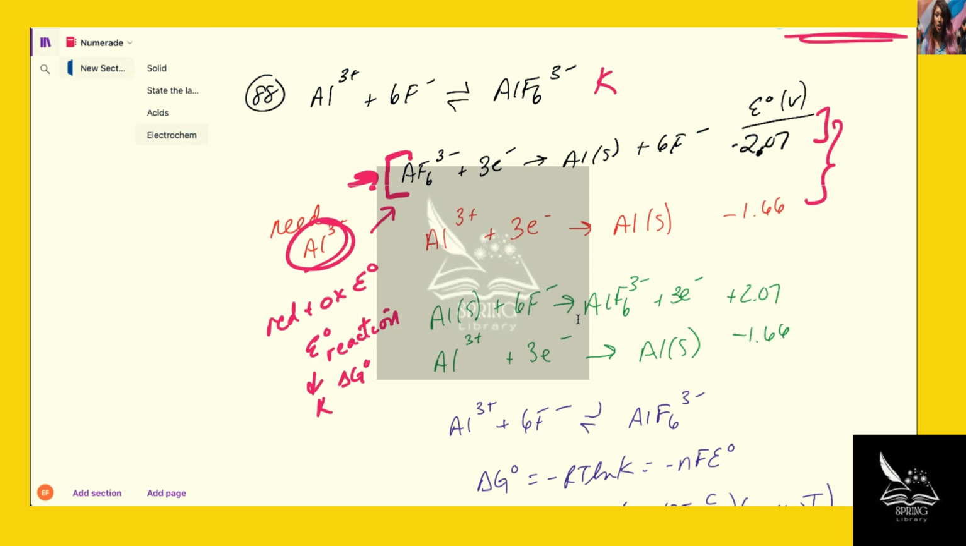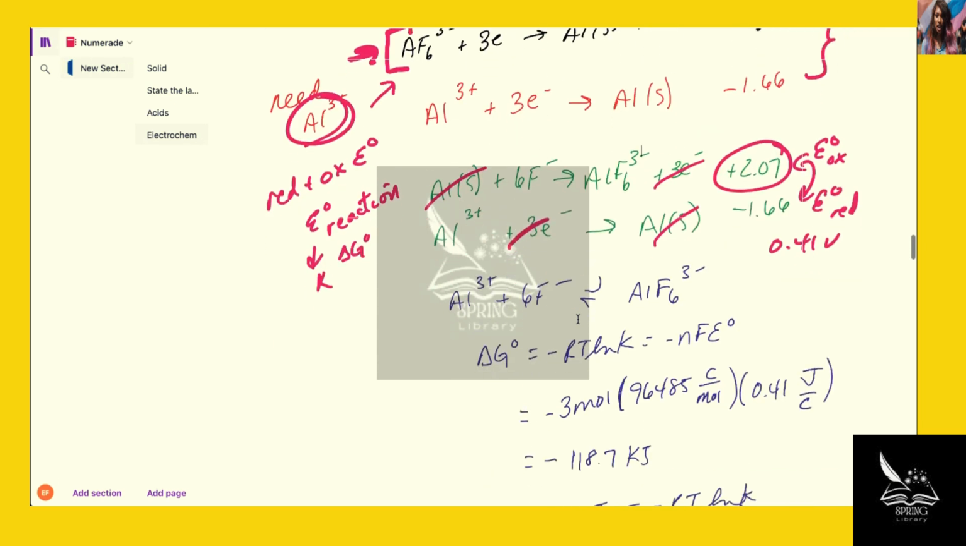When we do that, our E0 flips. It flips the sign, so that would be 2.07. If we add these together, things cancel out: the electrons cancel, the aluminum cancels, and we're left with the equation we need to find K for, which is great. So what we just do is add the oxidation. So this has become E oxidation, and this is E reduction. When we add them together, we get 0.41 volts.